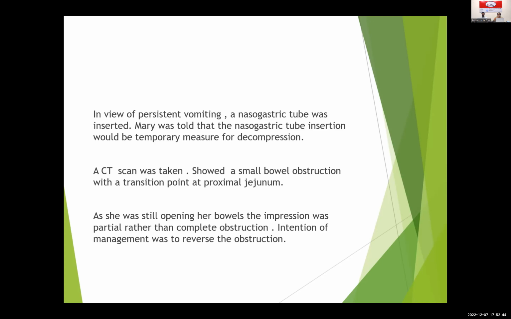So next the CT scan was taken and it showed a small bowel obstruction with a transition point at proximal jejunum. So as you said, it is a small bowel obstruction. It was confirmed with a CT. Now, as she was still opening her bowel, the impression was partial rather than complete obstruction. And the intention of management was to reverse the obstruction. Next slide.